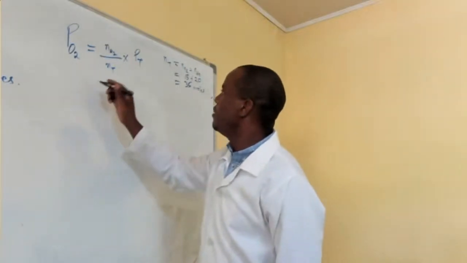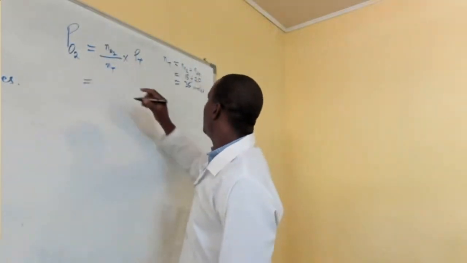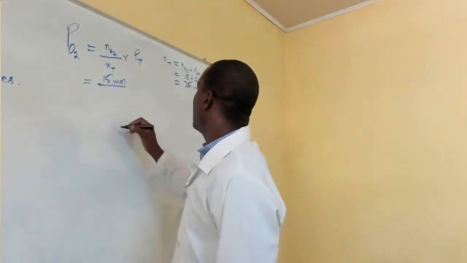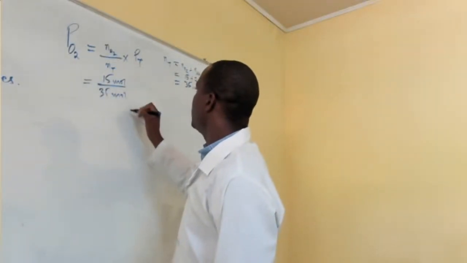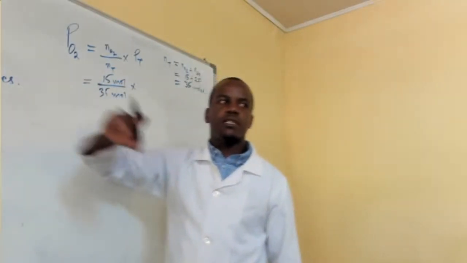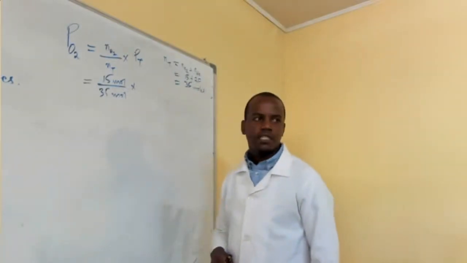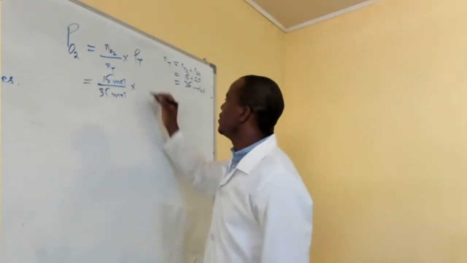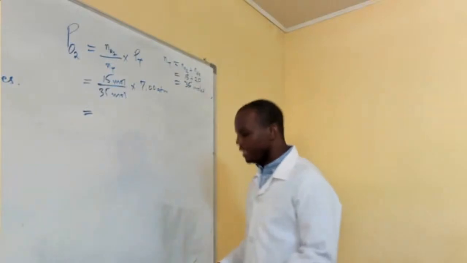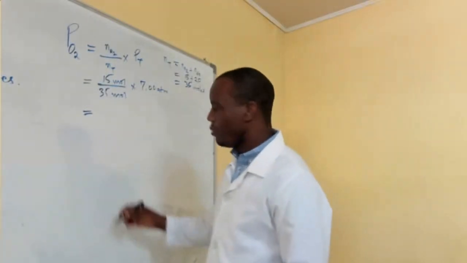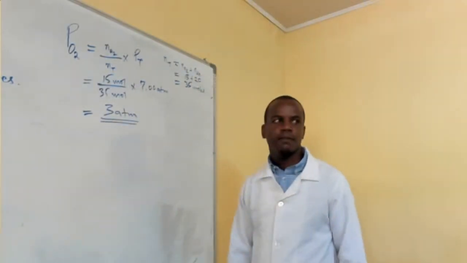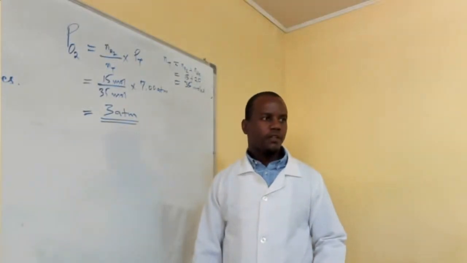Therefore, the partial pressure of oxygen is equal to the number of moles of oxygen, 15 moles, divided by the total number of moles, 35 moles, multiplied by the total pressure given in the question, 7.0 atmospheres. When you do the simplification, you are supposed to get about 3 atmospheres for the partial pressure of oxygen. Okay?